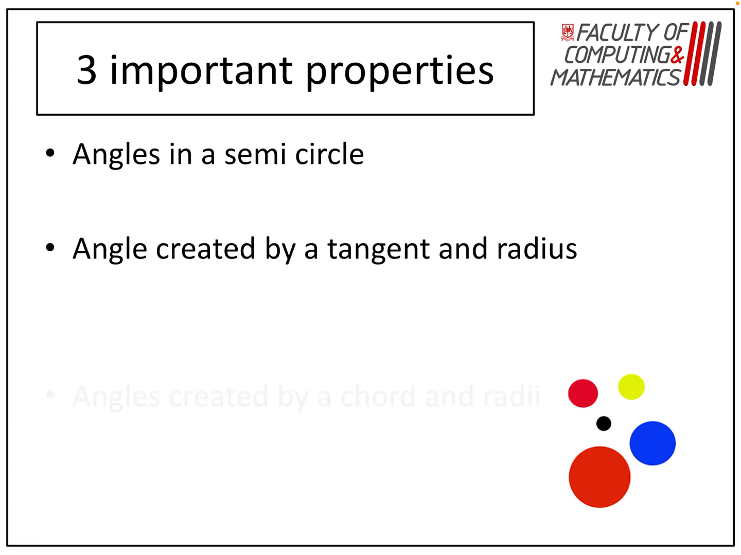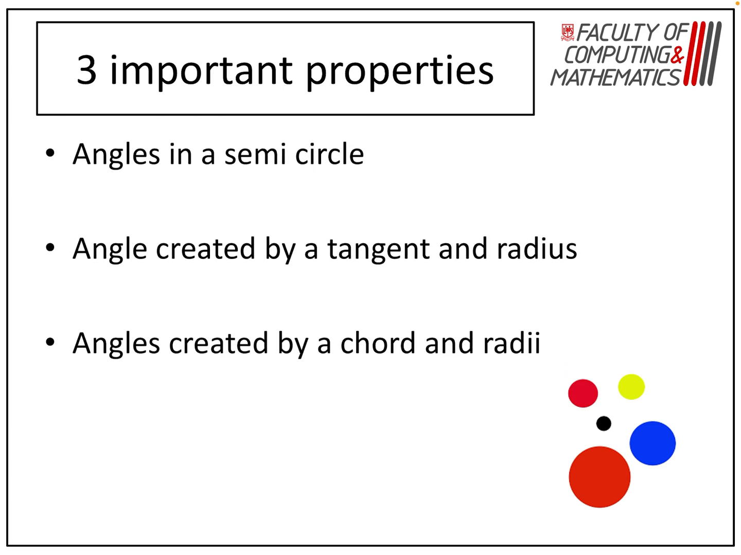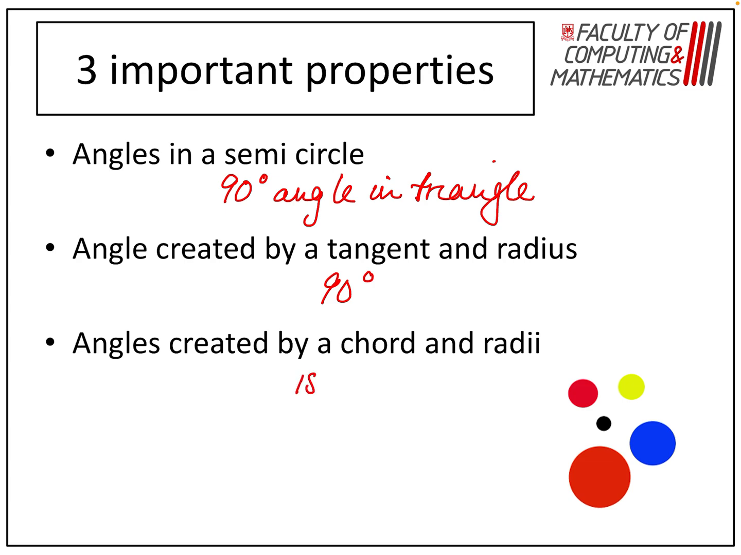So, 3 important properties. Angles in a semicircle create a 90-degree angle in a triangle. The angle created by the tangent and the radius will be 90 degrees as well. And then the angle created by the chord and the radius will create an isosceles triangle. We're going to use these to find some missing angles.